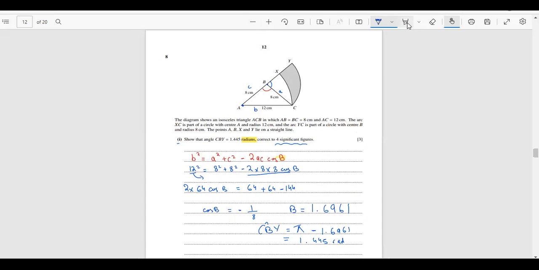Now, why did I use pi? Because obviously I'm talking about the angle in radians. So if this 1.6961 was in radians, this pi would also be the angle in radians, right?